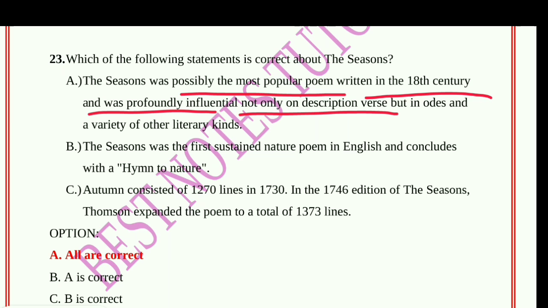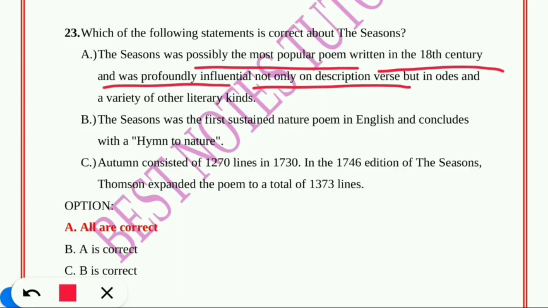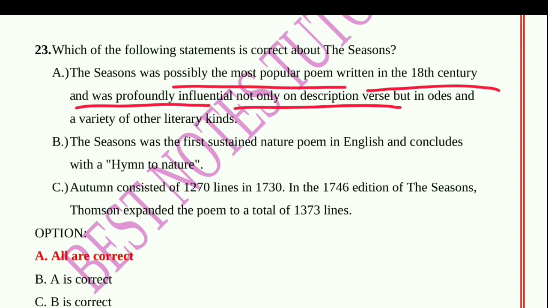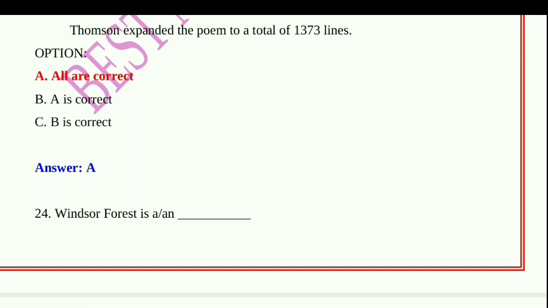Option C, Autumn consists of 1270 lines in 1730. In the 1746 edition of the Seasons, Thomson expanded the poem to a total of 1373 lines. Now your options are, option A, all are correct, option B, A is correct, and option C, B statement is correct. And your answer is option A, all the statements are correct.